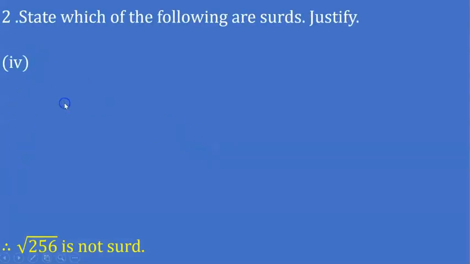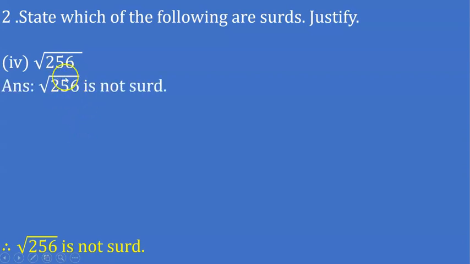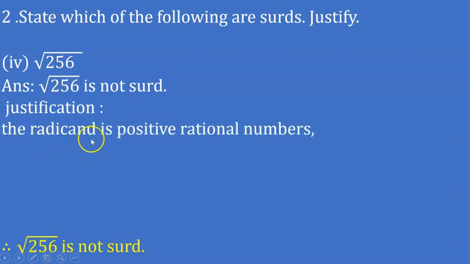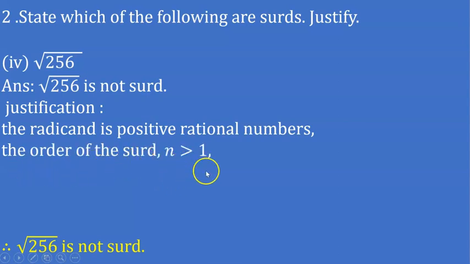Now next, the answer is already there. Root of 256 is not a surd because the root of 256 is 16. Now how is it? Justification: root of 256 is not a surd. The radicand is a positive rational number. The order of the surd, n, is greater than 1.